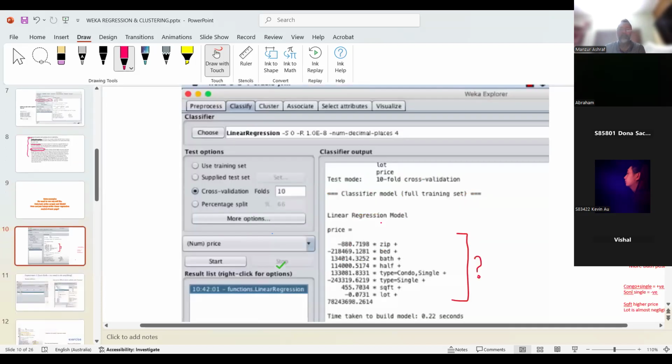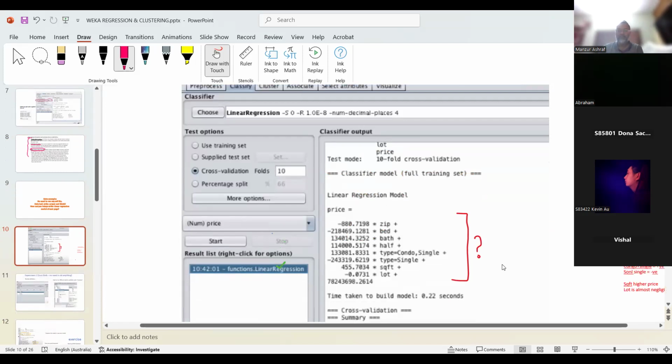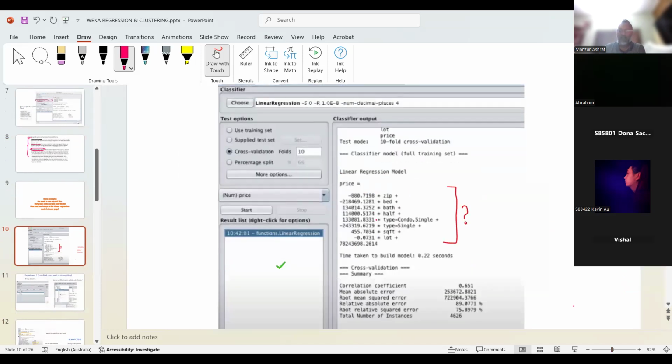Okay, let's see an example. Suppose I ran a program. I think you can see that. So this is the house price. And I can find this data came. Zip is the postcode of a country to get the house price, the price of a house. Bedroom size, bathroom size, some half, some type condo or single type, it has a big coefficient as well. Single, square feet and lot, and this is a coefficient.